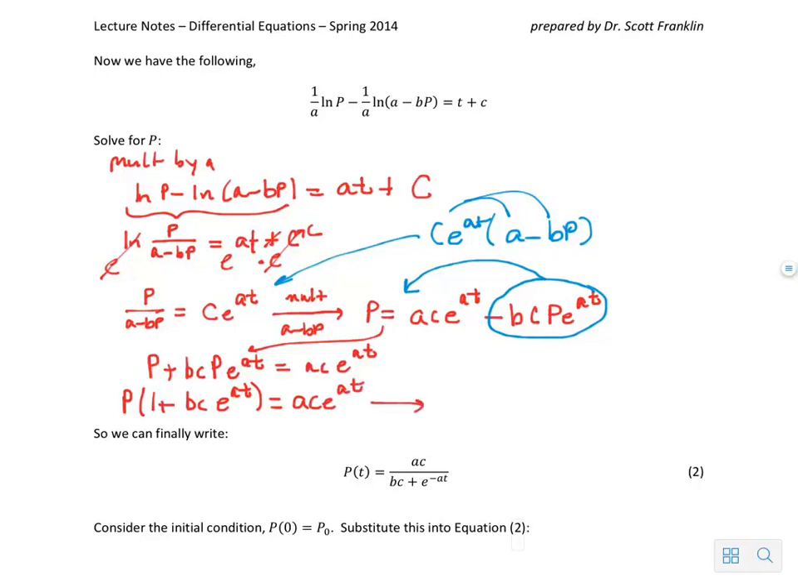Okay. Divide that across. P is now equal to ace to the at divided by 1 plus bce to the at. And to get what we normally would write as the logistic equation, I'm going to multiply this so that there's only one e term in here. If I multiply the top and bottom by e to the minus at, so I don't change the value of the fraction, I end up with this.